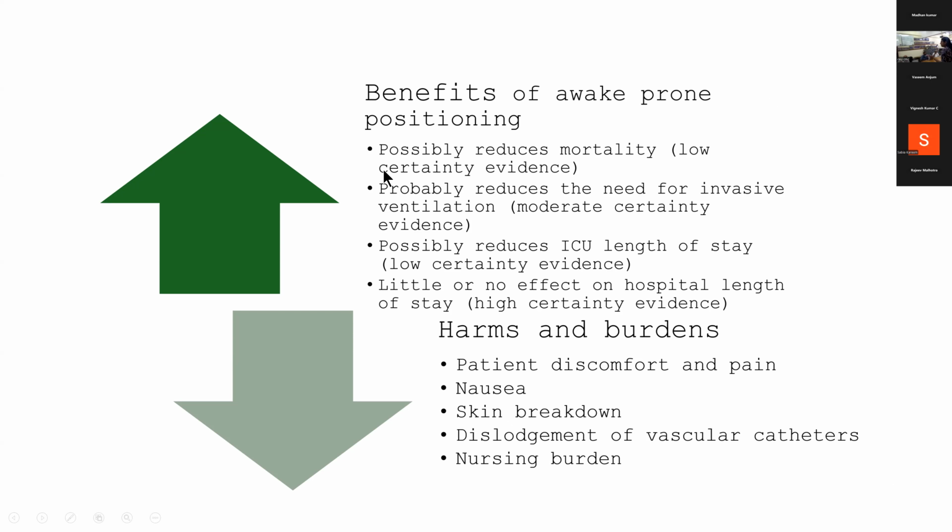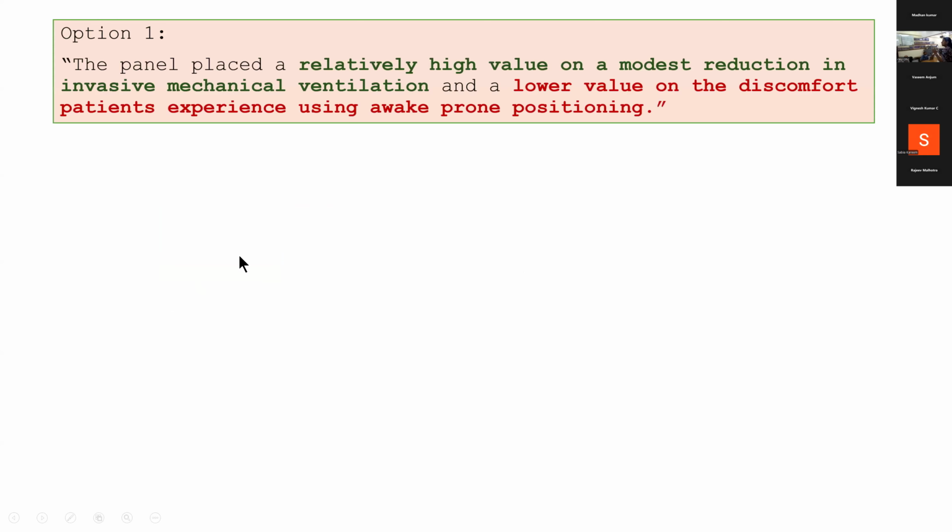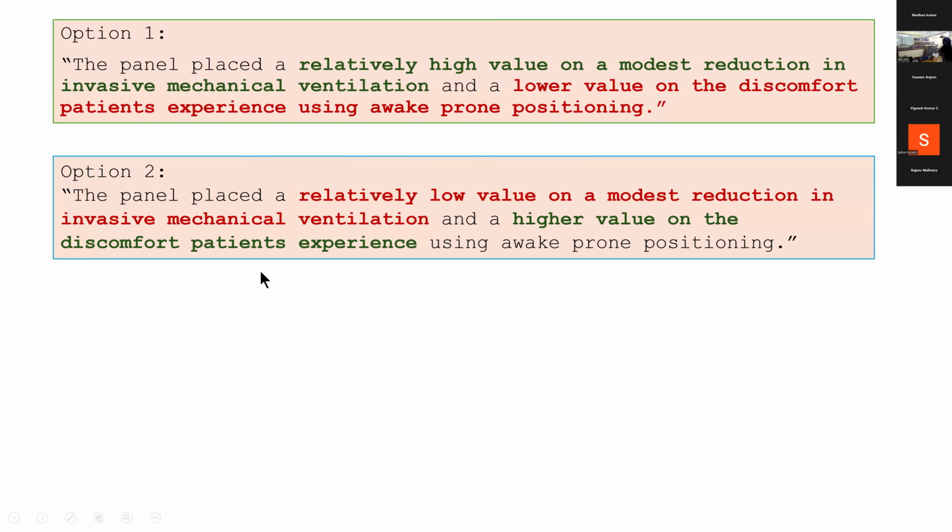So when you look at the benefits and the harms, what do you think? If you're a guideline panelist, you have two options. As a panel, you can place a high value on the modest reduction in invasive mechanical ventilation and a lower value on the patient discomfort. Or as a panel, you can place a lower value on the benefit and a higher value on the adverse effect. What would you choose? How many of you choose option 1? How many of you choose option 2? Option 1? Option 2? Okay.